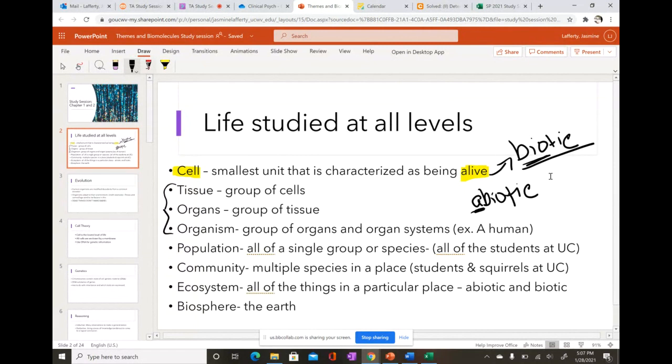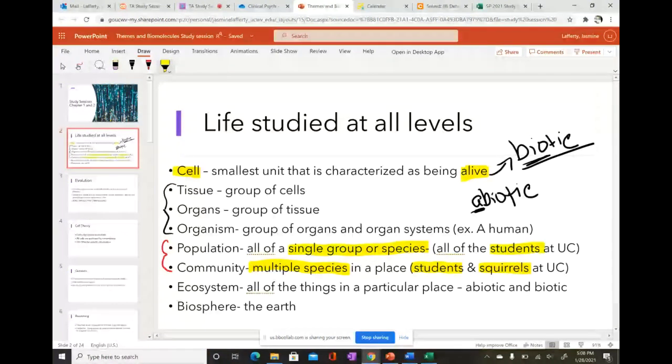The ones that I really would like to focus on are these two, because if any of them get confused, it is population and community. So population is a single group or species. So if we're talking about the population at UC, it would just be students or people. Now, in contrast to that, if we are talking about a community, it's multiple species in a place. So if we are talking about the community of UC, it would be students and squirrels. We're not the same species. We are obviously two different things, but we're in the same small area.